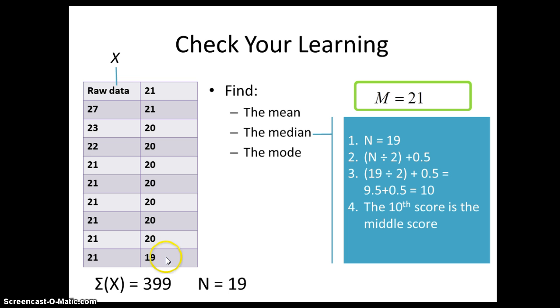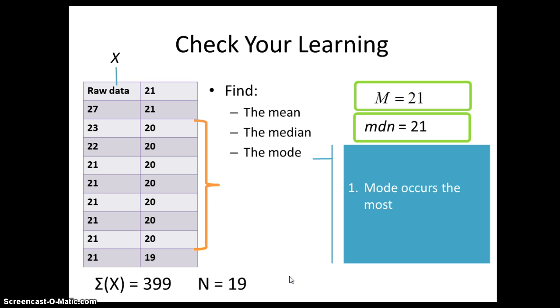And so we can actually count up over here and find the middle score. 1, 2, 3, 4, 5, 6, 7, 8, 9, 10. So the middle score happens to be 21. And you'll see the symbol for median sometimes used in APA style as lowercase mdn. So our median and our mean happen to be the same.